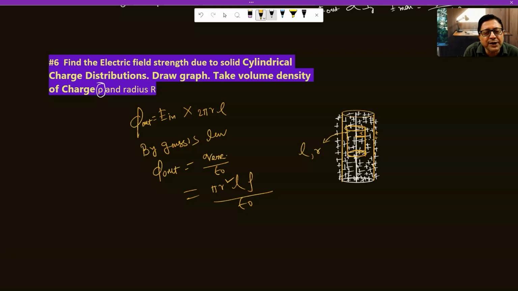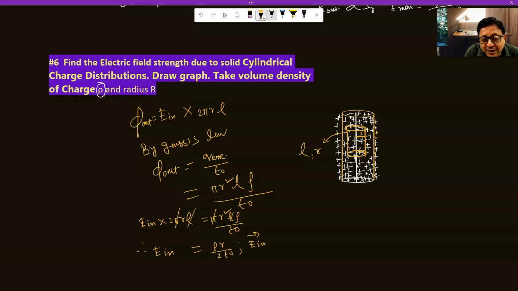Now normally you compare these two phi. E in into 2 pi rL equals pi r square L rho by E0. So pi gets cancelled, one r gets cancelled, L gets cancelled, and it is going to be rho r by 2 E0. You can use a vector here. E in vector is radially outward, no? The r vector is also radially outward. Then E in is radially outward, with value rho r by 2 E0.